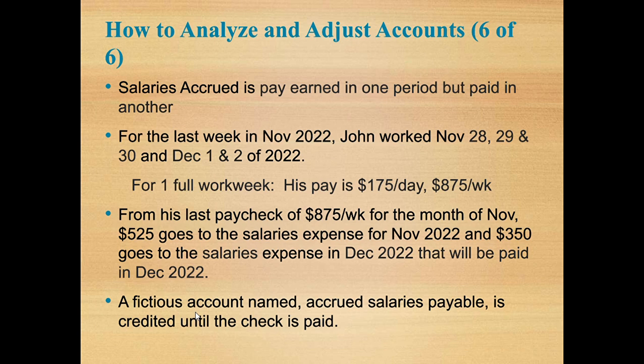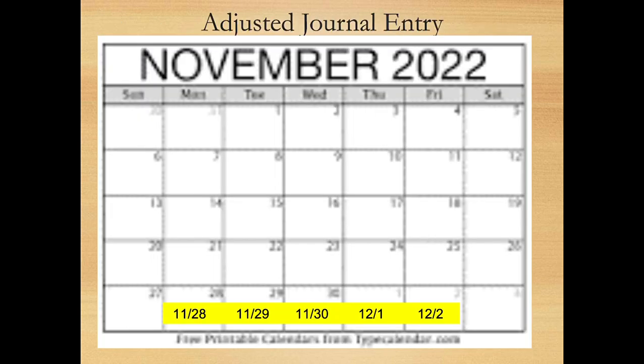So salaries accrued is when pay is earned in one period but paid in another. Going back here, I'm working this week, but I actually won't get my pay until December. However, on November 30th, the bookkeeper wants to do their end of month procedures and show all expenses for November. So they're going to have to do an entry so they can acknowledge these 3 days that all employees worked, but they aren't getting paid until December.